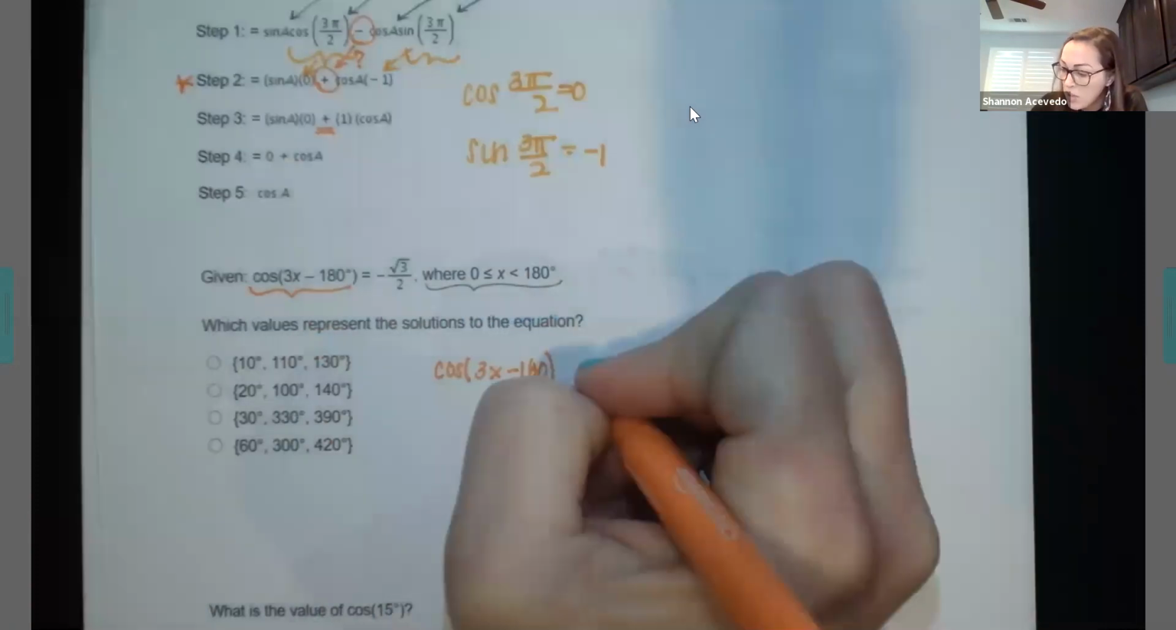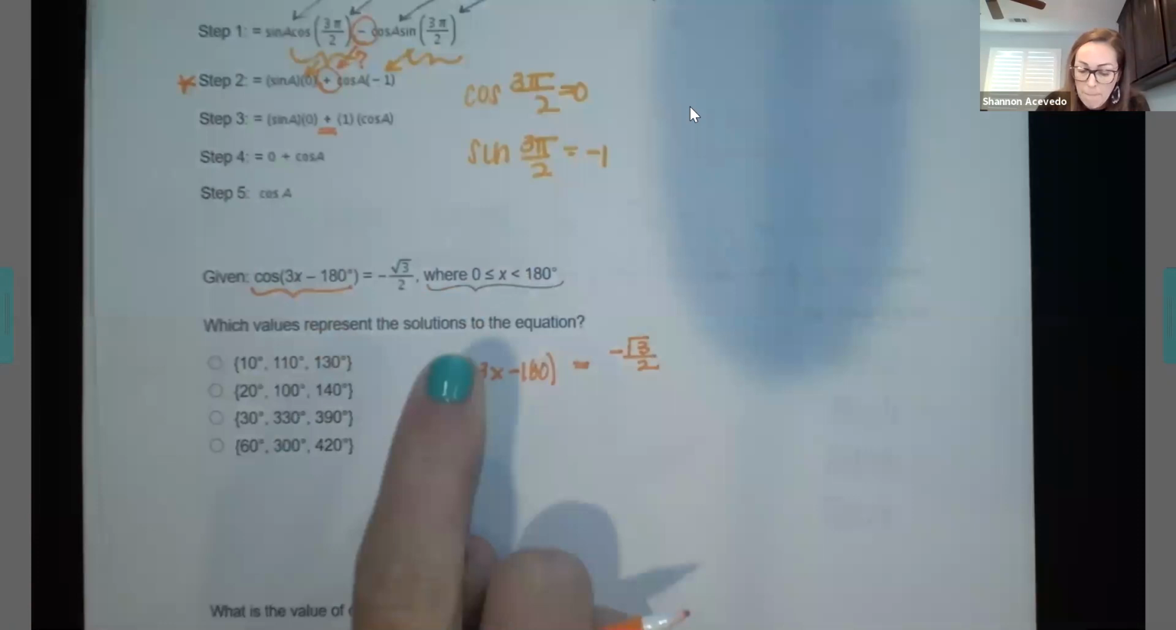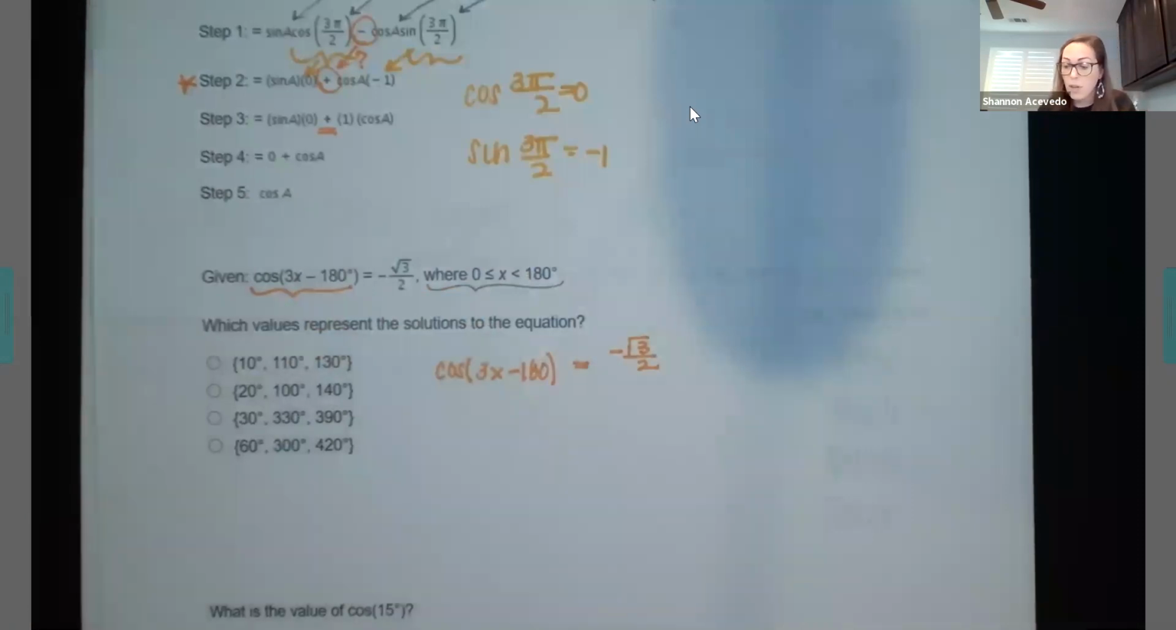And it's equal to -√3/2. And I want to solve for this. So here's what I'm going to do. I'm going to use my difference formula for cosine.